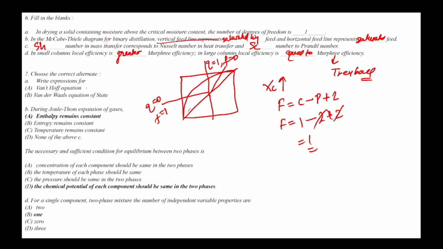Right expression for one of equation. We all know van der Waals equation. Okay, Joule-Thomson effect: enthalpy remains constant. Necessary and sufficient condition for equilibrium between two phases: chemical potential of each component should be equal.